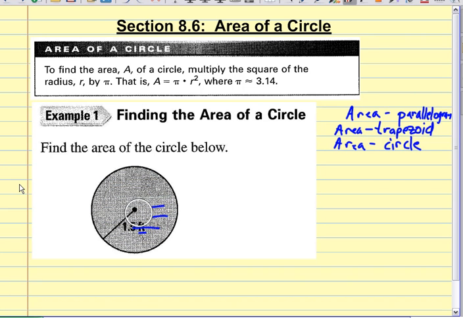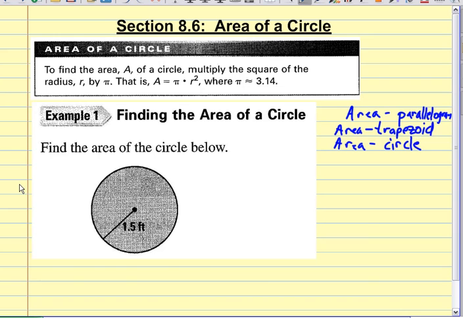Suzette, just a moment ago, said area is always squared, right? So when they ask me to find the area of a circle, it's always going to be the unit, whatever it was for the radius, squared. So the answer to this is going to be feet squared. But we'll get to that in just a minute.